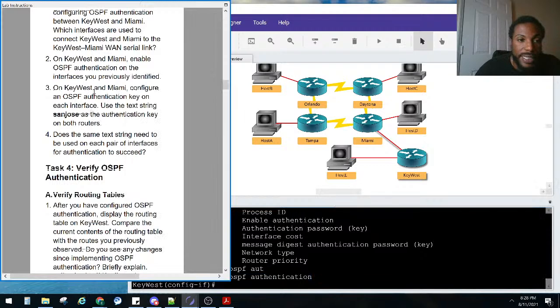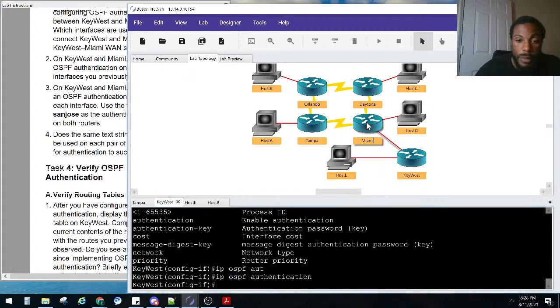Well, let's see what else they said to do on the next step. On Key West and Miami, configure OSPF authentication key on each interface. Use the text string San Jose as the authentication key. So basically, we're setting up the password as the authentication key on both routers.